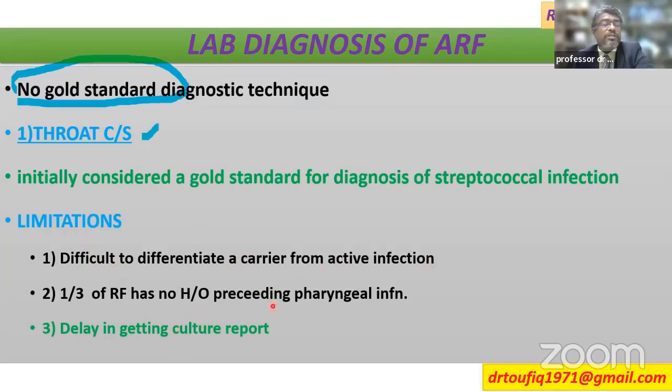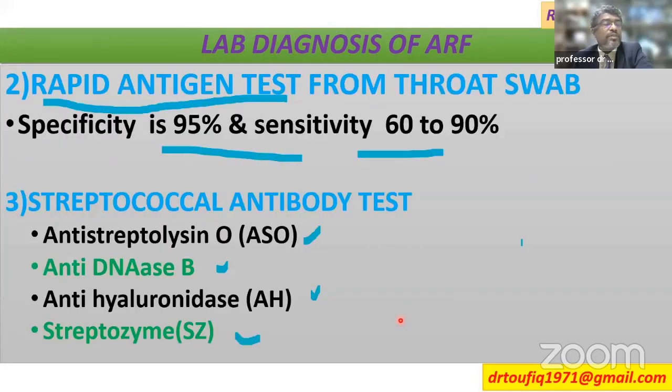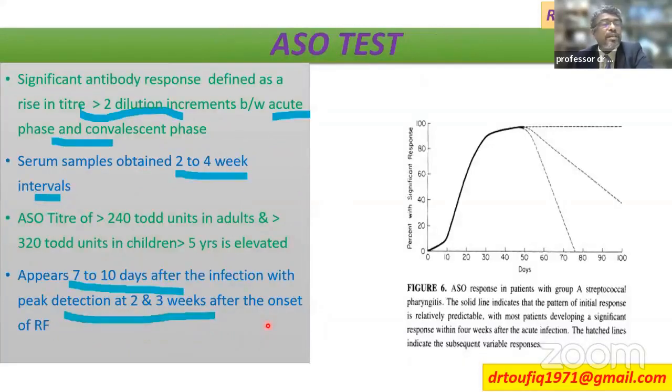One third of rheumatic fever patients have no history of preceding pharyngeal infection. There is also a delay in getting the culture report. A rapid antigen test we can do, and that is 95% specific and 90% sensitive. And a streptococcal antibody test we can do for supporting the evidence of streptococcal infection, like ASO titer, anti-DNase B, anti-hyaluronidase, and streptozyme.